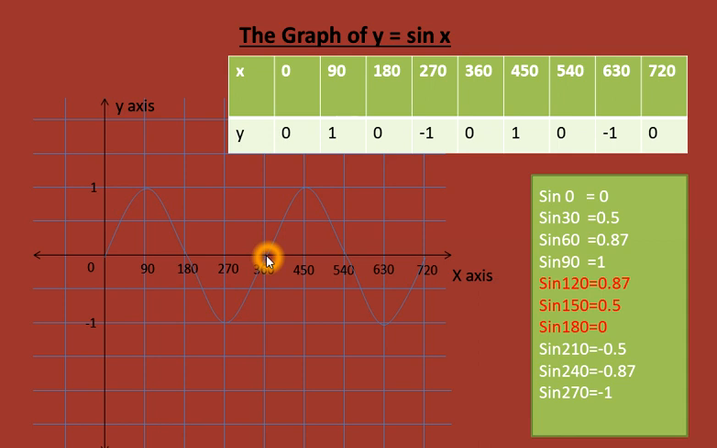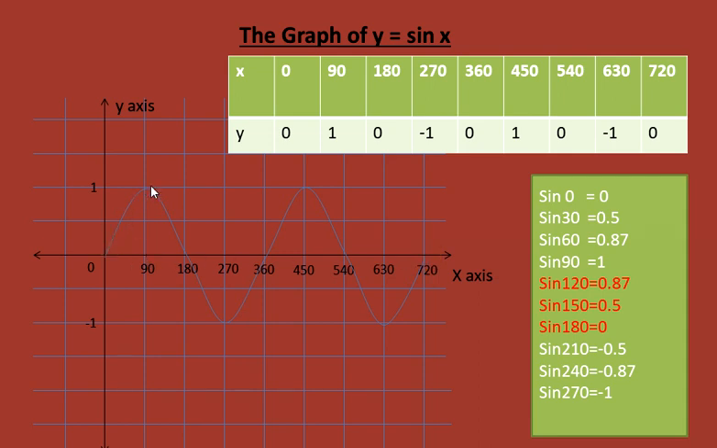Then from 360 to 450. Now check this part, 0 to 360. From 0 to 360 we got one curve like this. Now again check 360 to 720. That curve is also the same as the first curve.